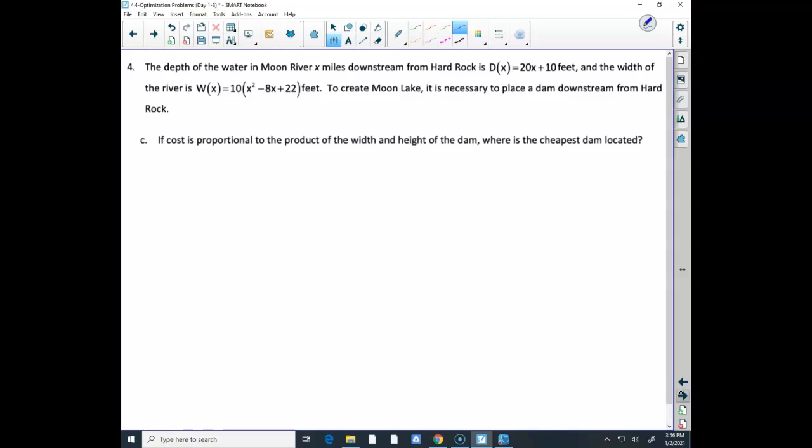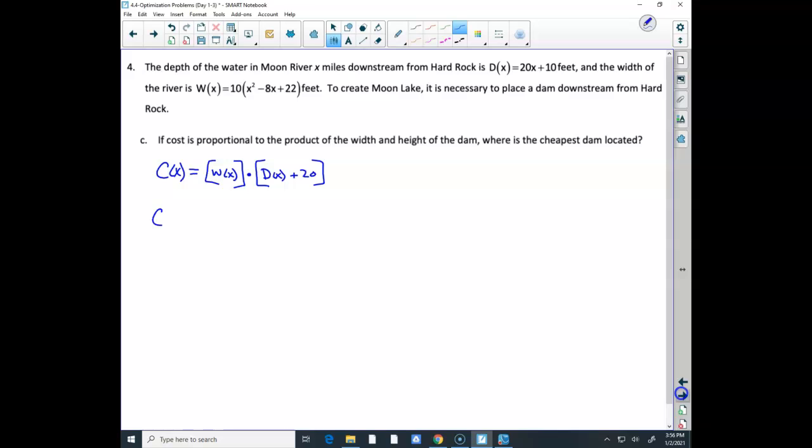So I'm going to look here and I'm going to say my cost in terms of X equals, it's proportional to the product of width and height. So I need to look at this as W of X times the depth of the river. But remember, I need to add 20 feet to the height of the dam to get it above the river. So I want to minimize cost. And if the cost is proportional to width times height of the dam, remember, D of X is just depth of the river, and then I have to add 20 feet to that.